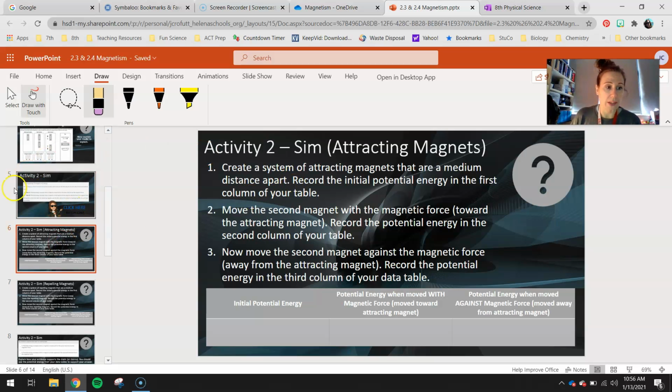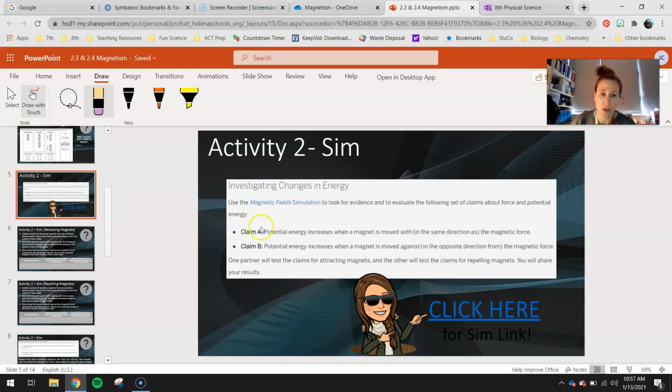Okay? So on this simulation activity, you guys are looking at these two claims here. Claim A: potential energy increases when a magnet is moved with the magnetic force. So again, moving with what the magnets naturally want to do, versus claim B, which says potential energy increases when a magnet is moved against, so doing the opposite of what the magnets naturally want to do. So one partner will test, so you guys can ignore this part about the partner. You guys are going to be testing both of these claims on your own.